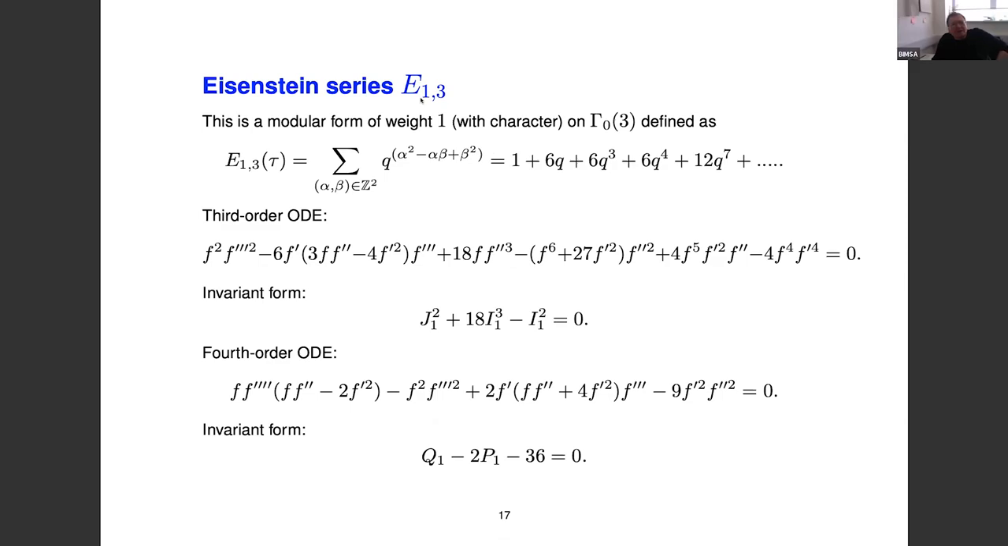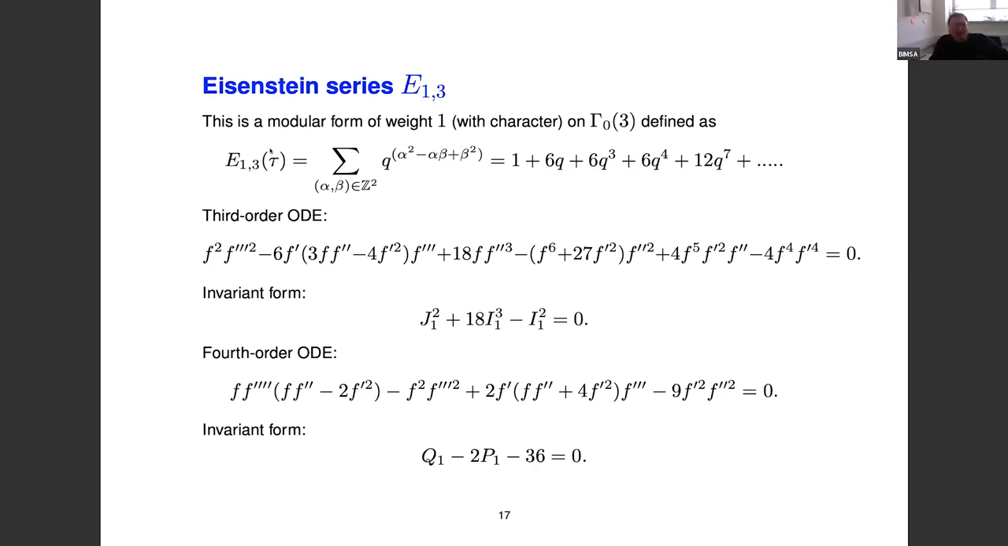Eisenstein series E13. This is a modular form of weight one on a congruent subgroup, gamma zero of three. It's defined as follows: the sum over all points of the integer lattice, Z2, of Q to this power. So it's a certain theta function, all right? Its expansion is 1 plus 6q plus 6q cubed, and so on.